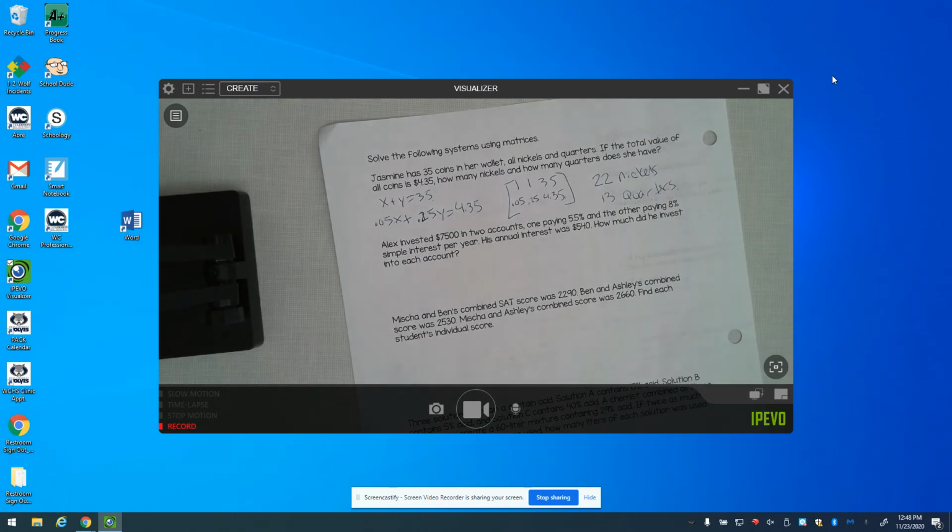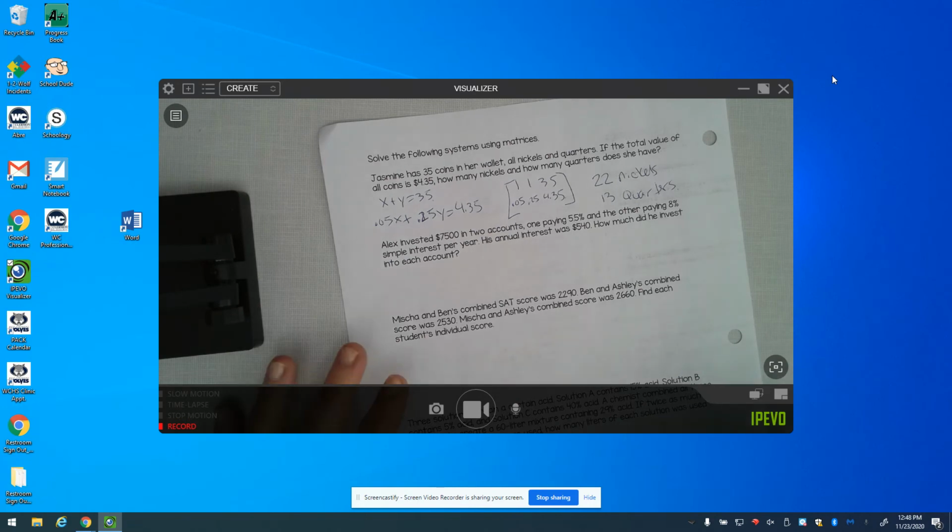So next one. Alex invested $7,500 in two accounts, one paying 5.5% and the other paying 8% in simple interest. His annual interest was $540. So how much did he invest?